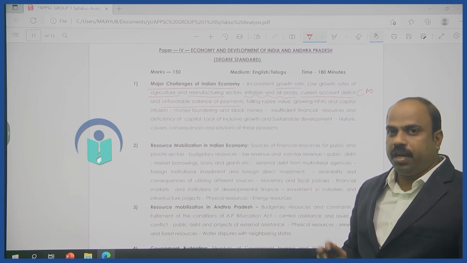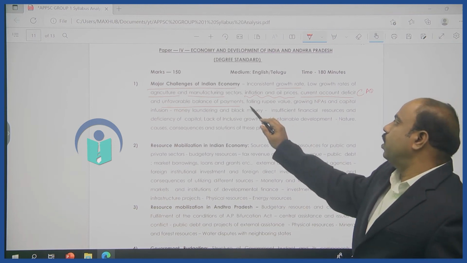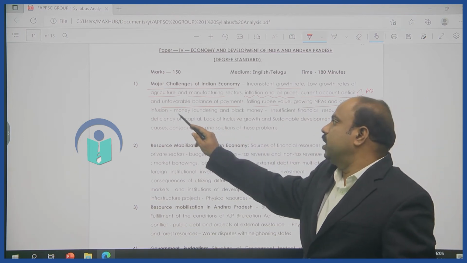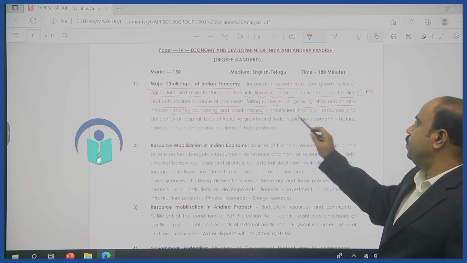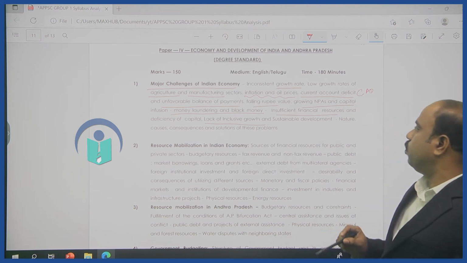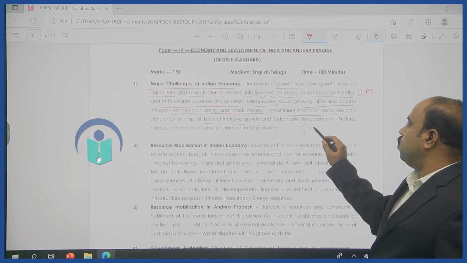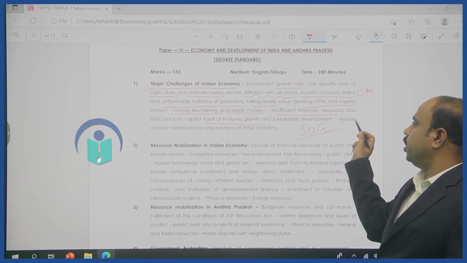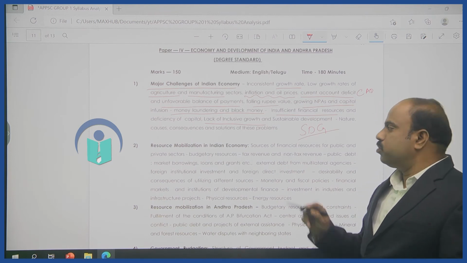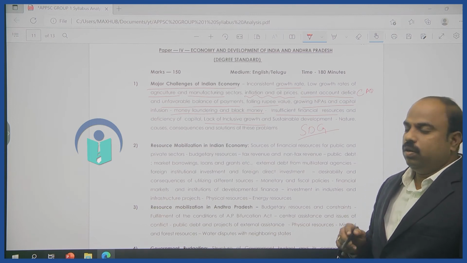That is international trade and balance of payments, and unfavorable balance of payments, falling rupee value, growing NPAs and capital infusion, money laundering and black money, insufficient financial resources and deficiency of capital, lack of inclusive growth and sustainable development. Following, that is nothing but SDG goals. So nature, consequences, as well as causes and solutions to these problems of lack of inclusive growth and sustainable development.